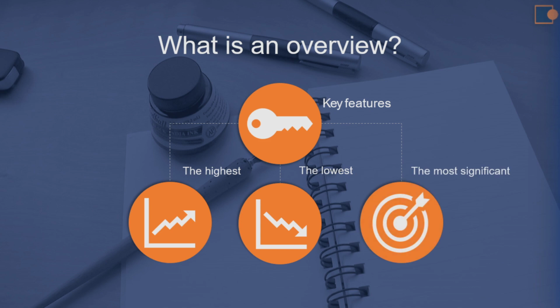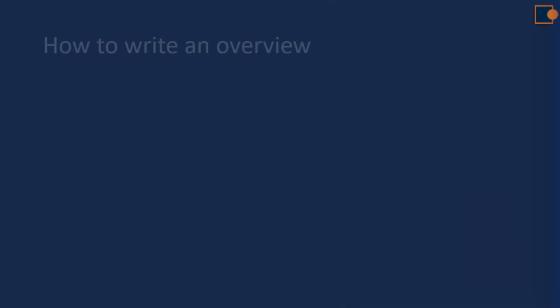So what's the most significant information? That's something which is applicable or suitable to say for the entire chart. For example, if the majority of countries, the majority of the data, show growth, that's the most significant information. Now move to how to write an overview.